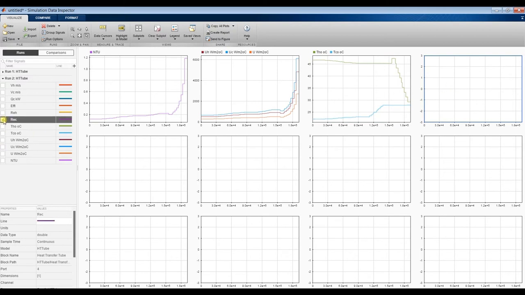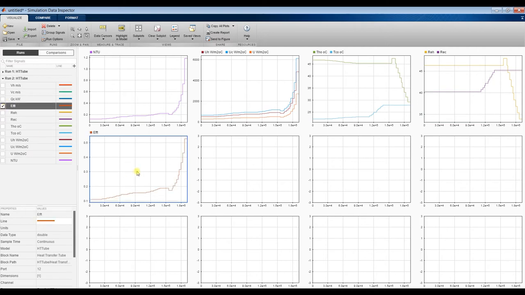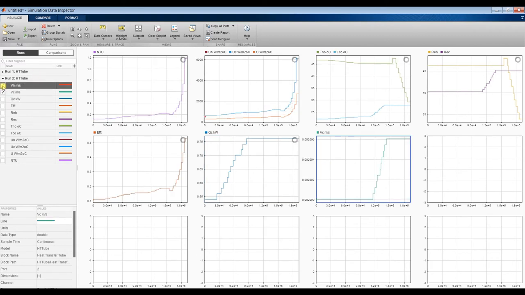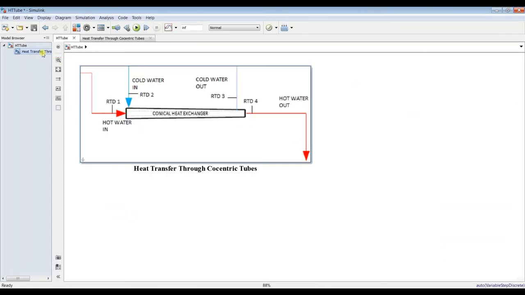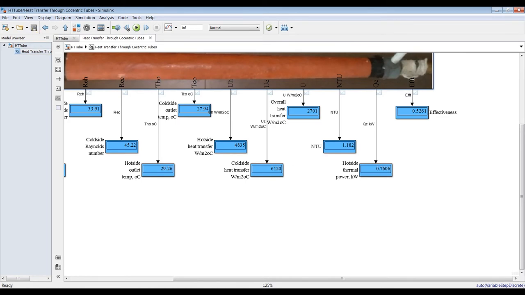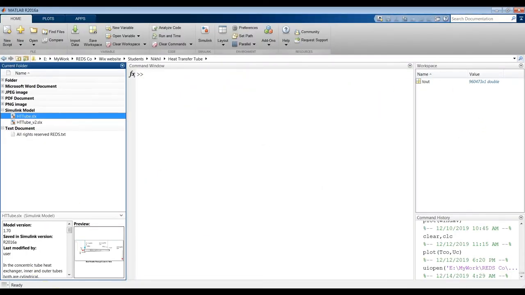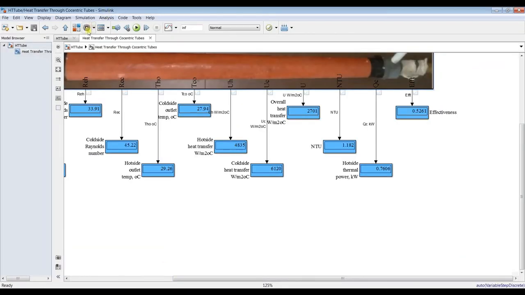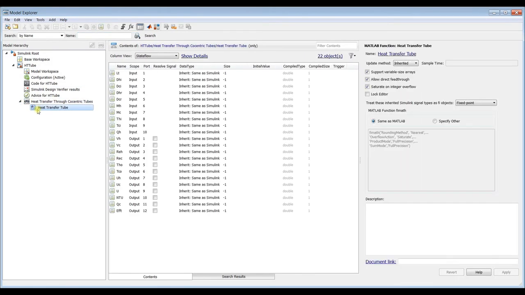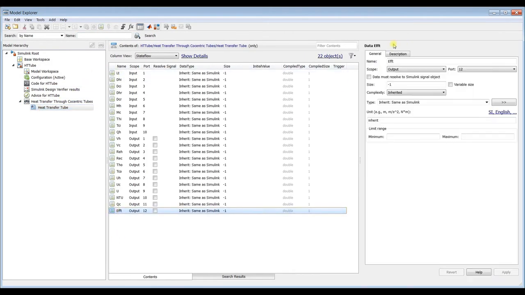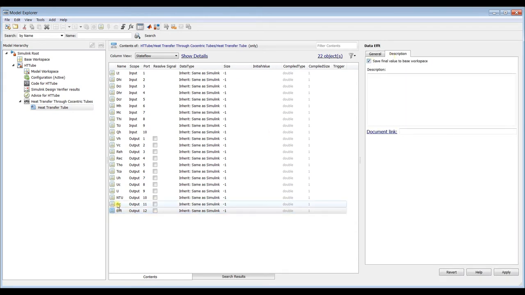Reynolds number for cold and hot, effectiveness of your system, thermal load, velocity for cold, velocity for hot, and so on. We have another method to extract our results. Okay, surely if you go outside here in your workspace, you have another type. You can check here, Model Explorer, and going here, heat transfer tube, and you can save your final value to the workspace, as you can see here.